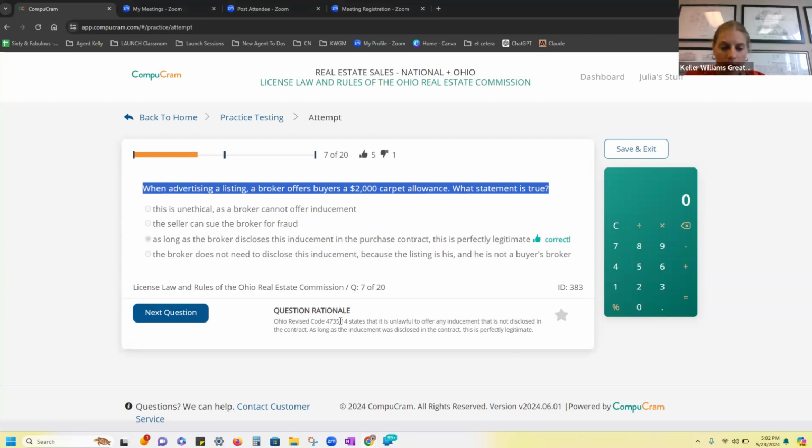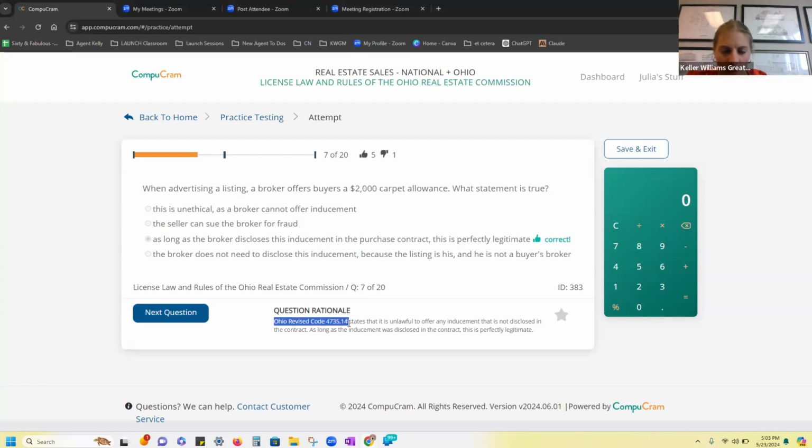So Ohio Revised Code, just so you guys know, you won't need to know like, this is Ohio Revised Code 473.14. That's not going to be necessary. But just know that state law says it is unlawful to offer any inducements that are not disclosed in the contract. Since this is disclosed in the contract, then it is okay.